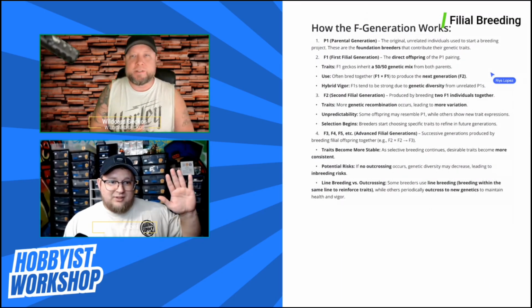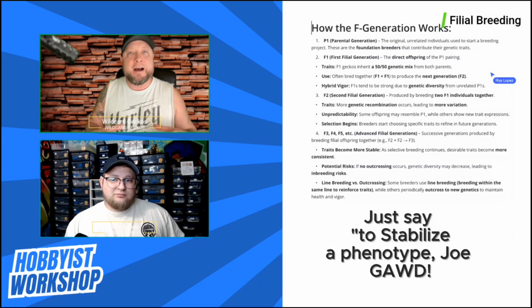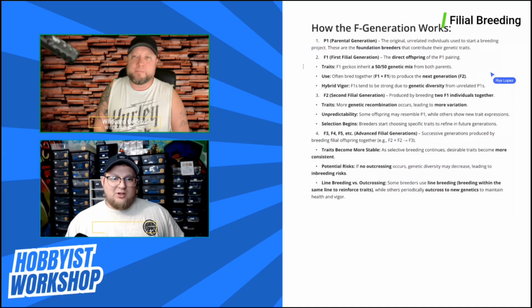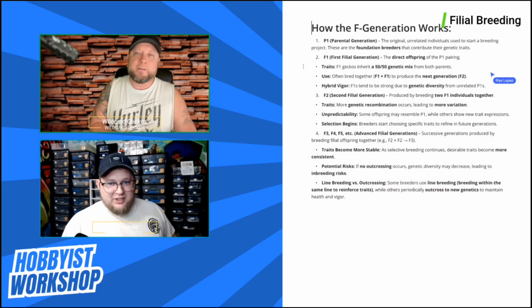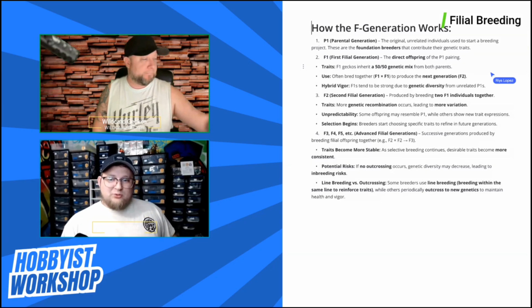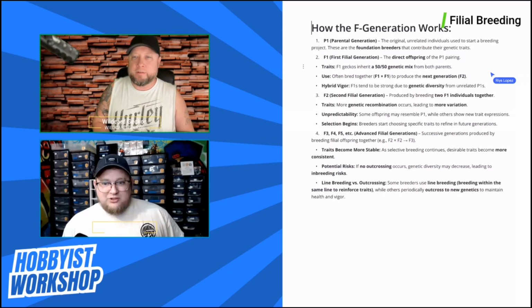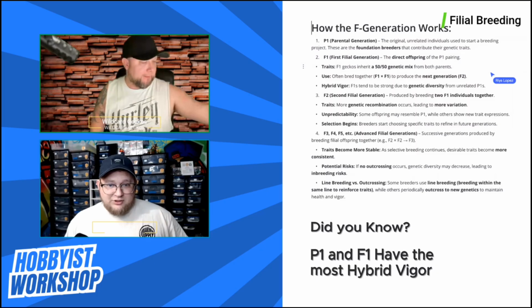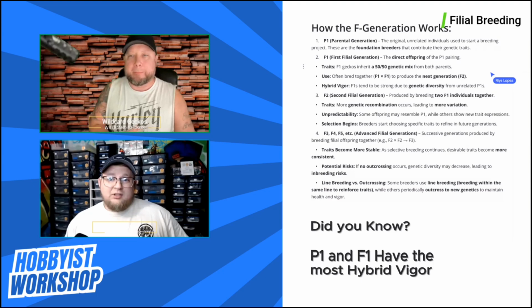Now, one of the purposes of filial breeding: when you get started, you need to have a reason to do it. And the reason is that you're trying to lock in a specific look or you're trying to create a new morph. All right, so we're going to talk about how it works. So, P1, parental generation, the original unrelated individuals used to start a breeding project. These are the foundational breeders that contribute their genetic traits passed down. So, they're going to create your F1s. Your F1s is your first filial generation, the direct offspring of those P1 pairings.